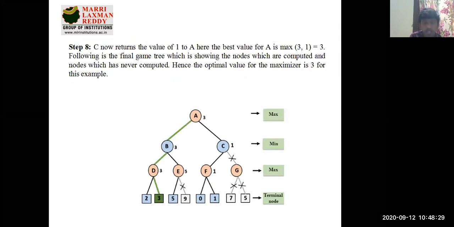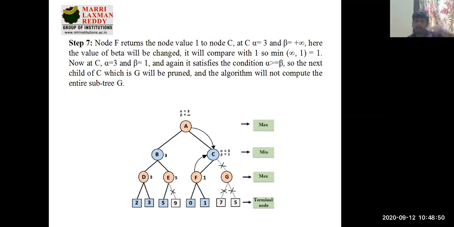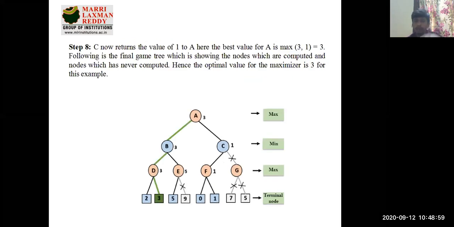Okay, now you can see finally step 8, what is the actual path we can ensure. C now returns the value 1. Here you can see the node value is updated to 1. Among alpha is equal to 3 and beta is equal to 1, you need to check your level, guys. Initially we start from max, next min, max, and again min. So among alpha is equal to 3 and beta is equal to 1, the minimum value is beta is equal to 1. That's why beta is equal to 1 is applied to node C.